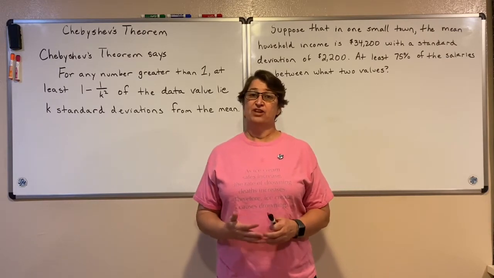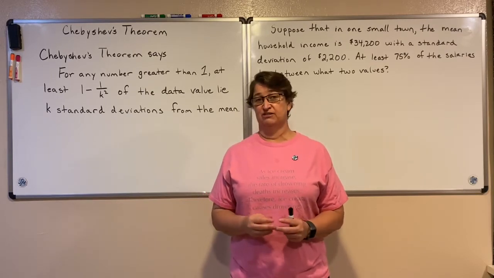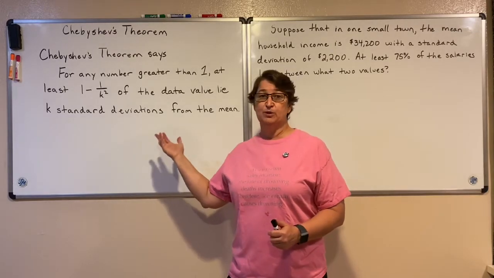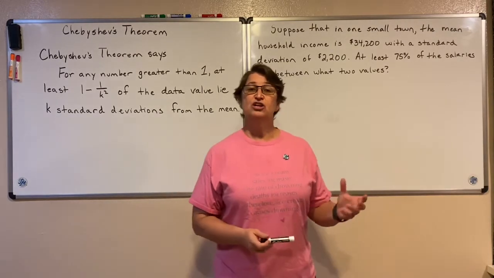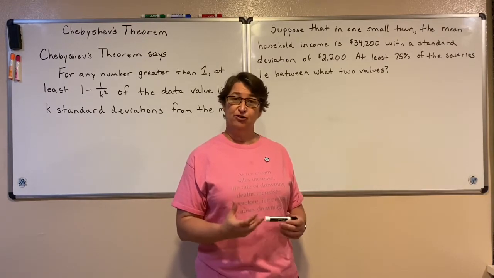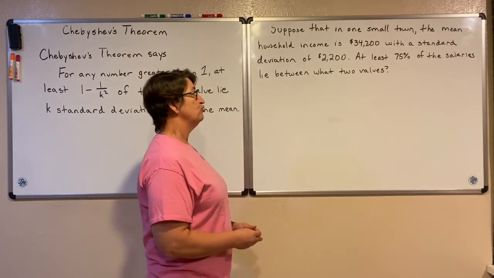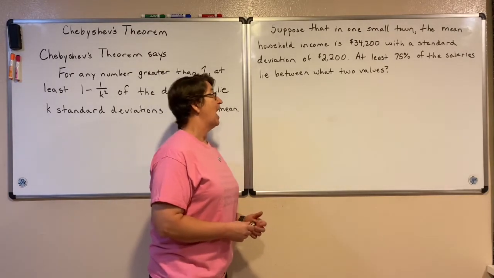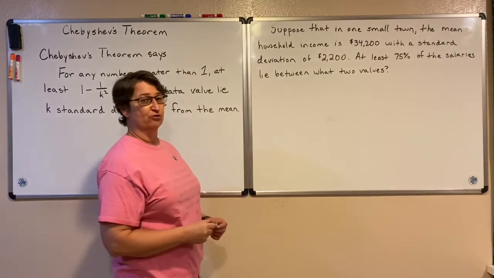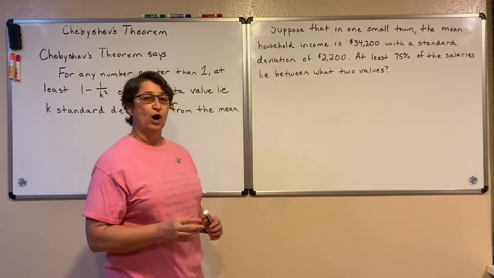Previously, we learned about standard deviation, and standard deviation we found was just the average distance that a data value is from the mean. So before we get deeply into Chebychev's, let's first show you a visualization of what we're talking about when we talk about that standard deviation with our data values. So here's an example. Suppose that in one small town, the mean household income is $34,200 with a standard deviation of $2,200. At least 75% of the salaries lie between what two values?